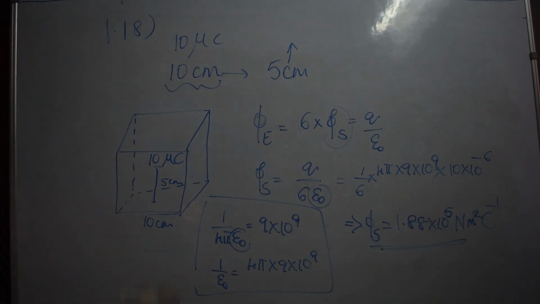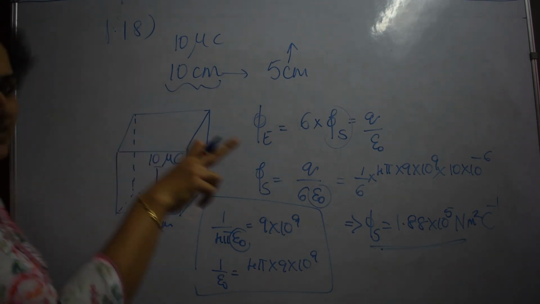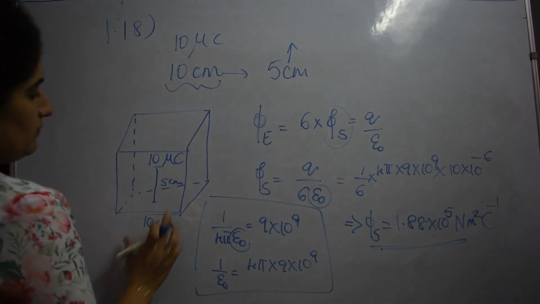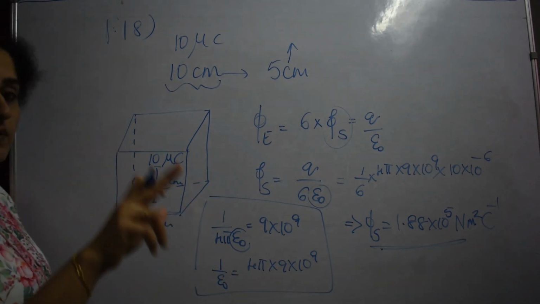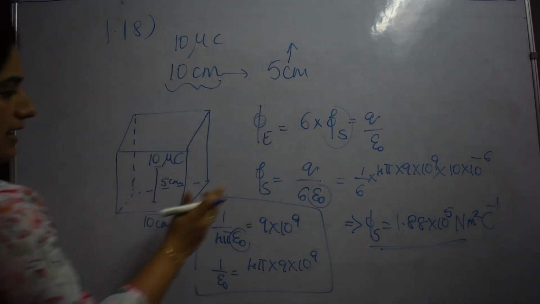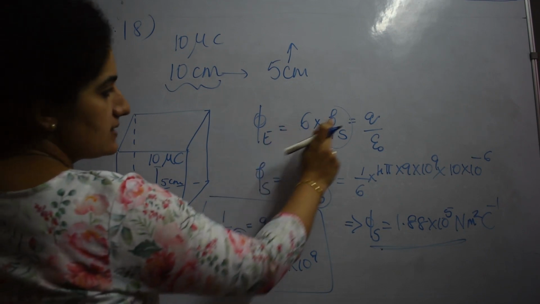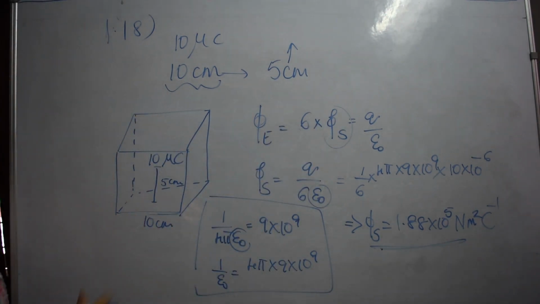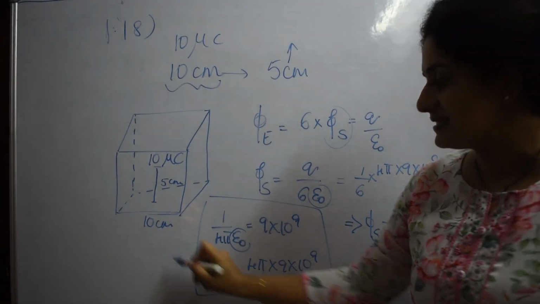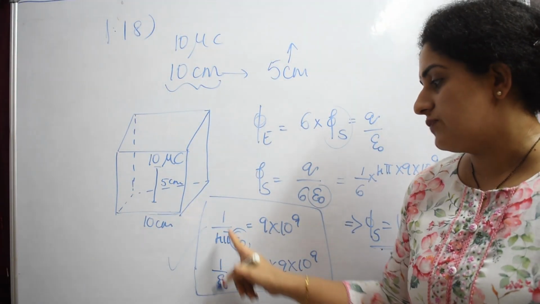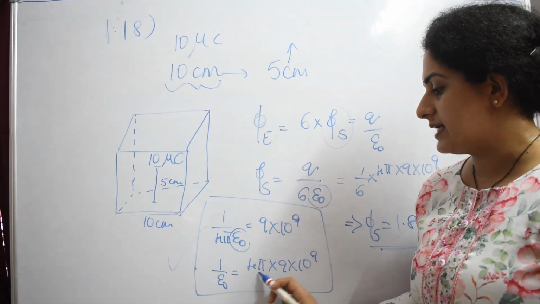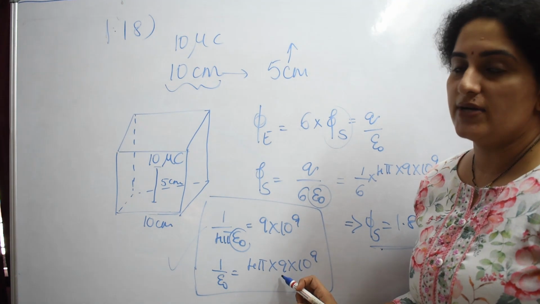Okay. So consider the square as a cube, which is given in the hint. Even in the exam that hint will be given. Wherever required, hint will be given. So use that hint and then use the concept. Phi E, and the cube has 6 faces, so 6 into phi S, where phi S is the flux through each face. So substitute all the values and please keep this concept in mind: 1 by 4 pi epsilon naught as 9 into 10 to the power 9, and 1 by epsilon naught as 4 pi into 9 into 10 to the power 9.